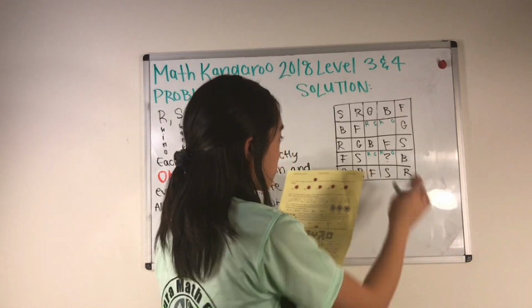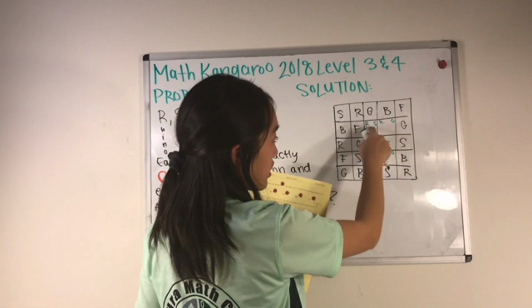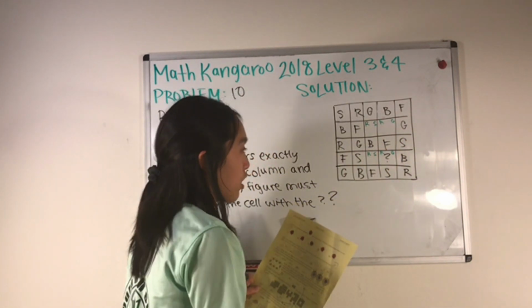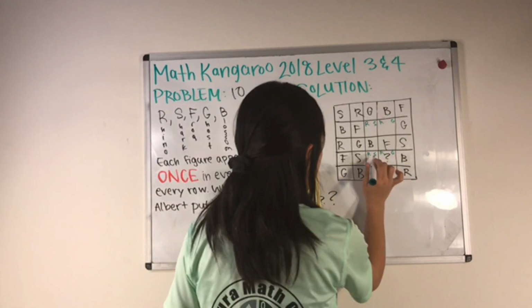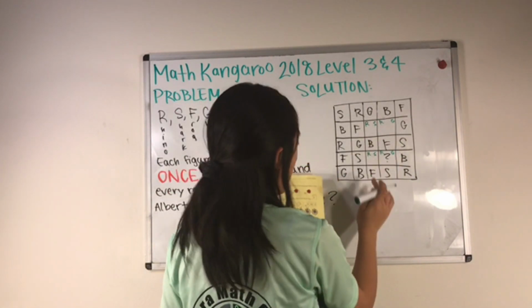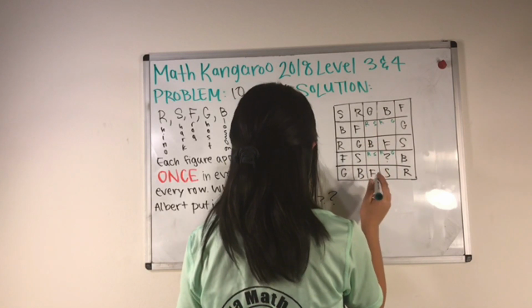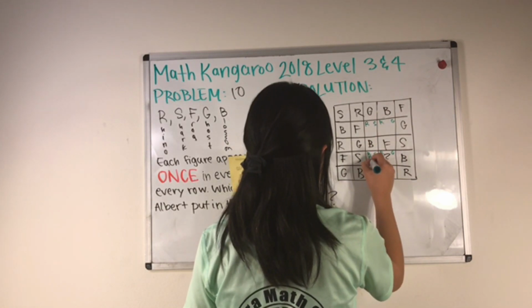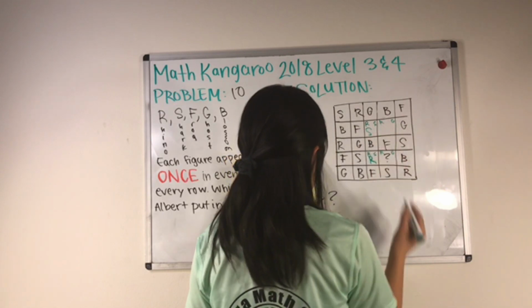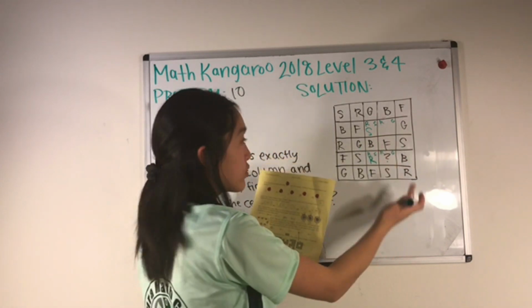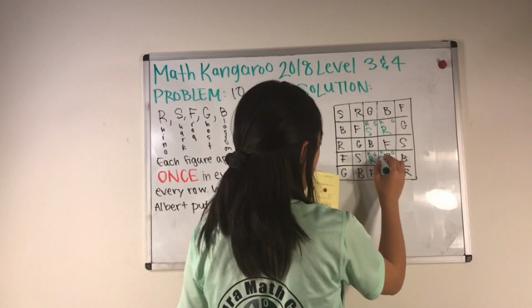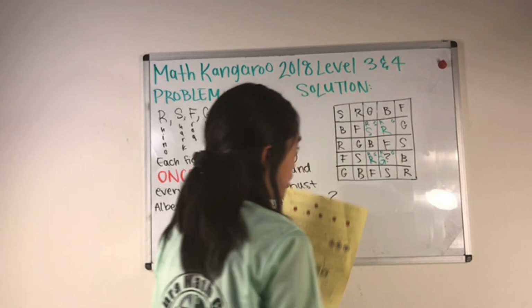So one of these, in a column there can't be 2 R's, and in a row there can't be 2 R's. So we can only pick one of these as the R and the other one as the S. So let's pick this one as the R and this one as the S. Now if we do this, we automatically have to set this to the R, and this becomes the G.